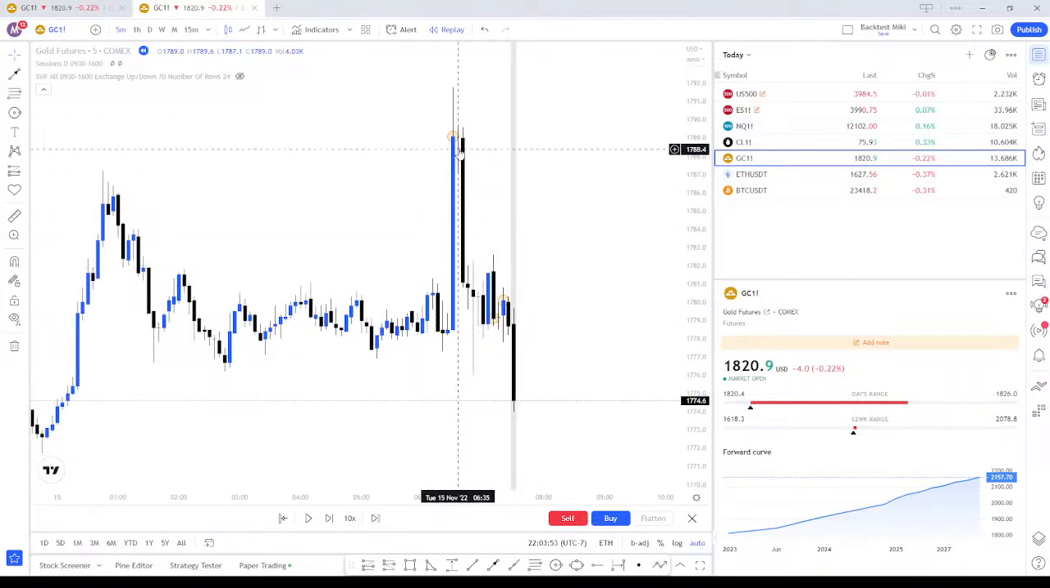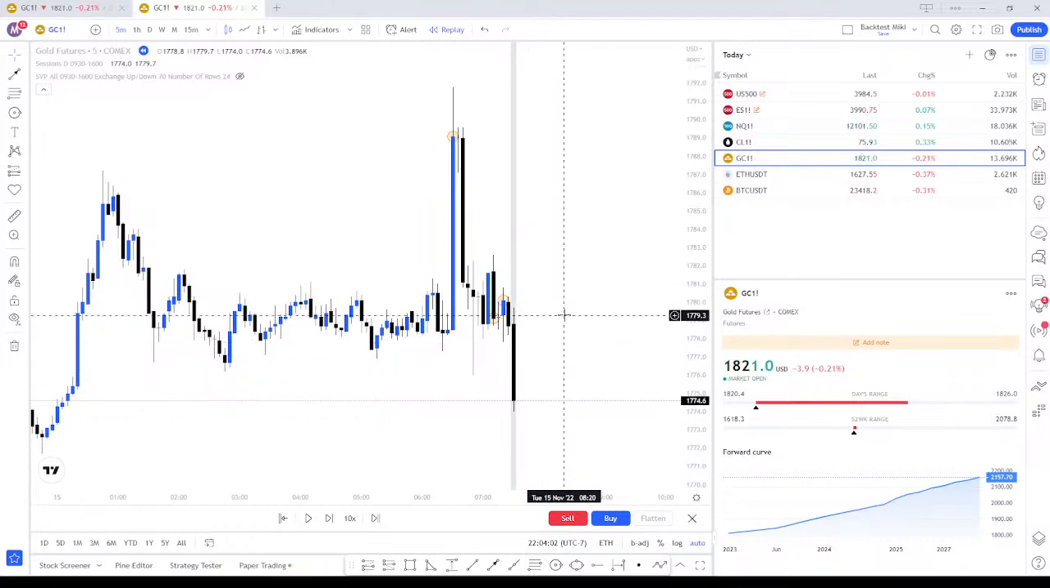So price is downtrending, that's quite obvious. 7:30. So we have high, low, high. And so now we have a low here.